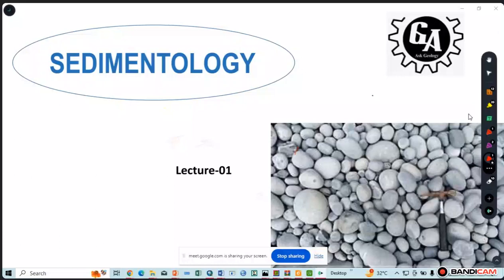Sedimentology classes. In sedimentology, everybody knows the different types of rocks and how they are formed, because you are all BSc final year students, MSc pass-outs, and some of you are pursuing MSc. As for the formation or genesis of rocks, there are generally two types: one is primary and another is secondary rock.